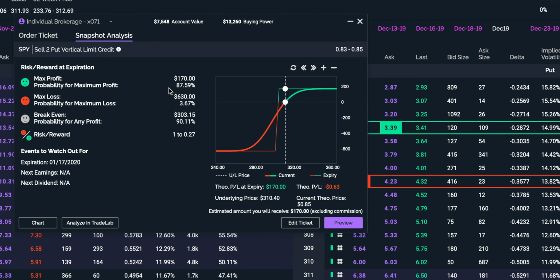Now, to put this into perspective, let's do a quick back of the napkin expected value calculation. We'll do $170 with a probability of 0.87 minus $630 with a probability of 0.04, or 4%. You can see that the result is plus $122. This means that the market is telling us that if we were to conduct this trade an infinite number of times, the average expected return would be about $122. This looks good, so let's pull the trigger.